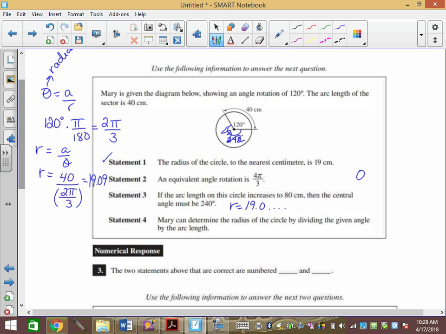So if we want to figure out theta, we go 80 divided by r? Yeah. 19.09, da, da, da. What is that? Radians, right? And then we have to convert it to degrees. Radians to degrees, pi on. So we multiply by 180 divided by pi. And we get 240.